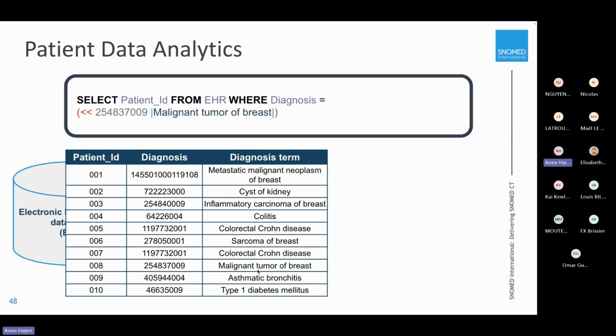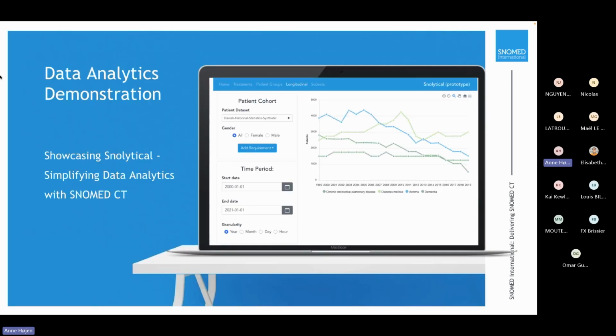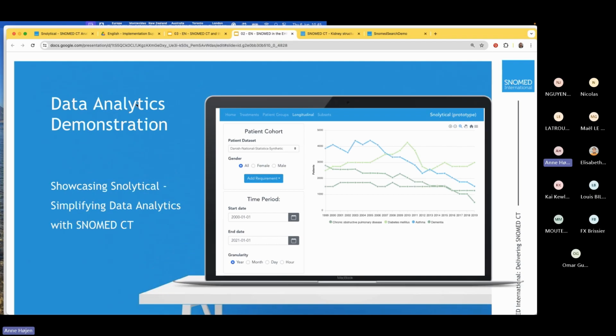So when we execute against our terminology server all the descendants of malignant tumor of breast, we get a long list of concepts matching this query. And then the objective is to say, well, for any of the codes we have here, is there a match against the things we have in our electronic health record? And then we'll see, yeah, we get this one, and these two. So that's the principle. That's what's going on in this data analytics demonstrator.